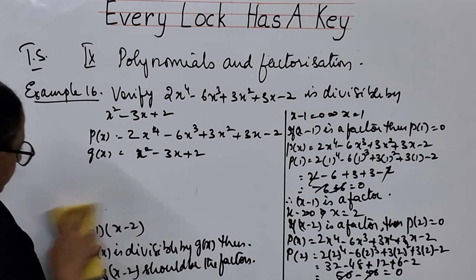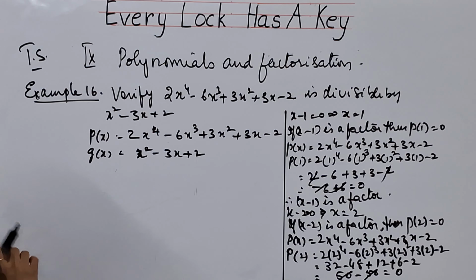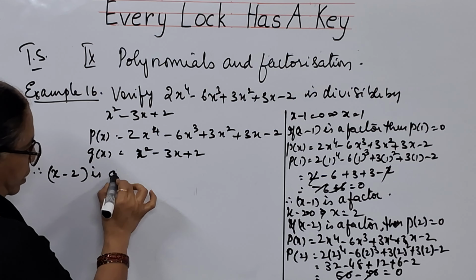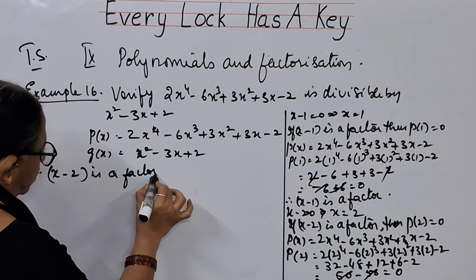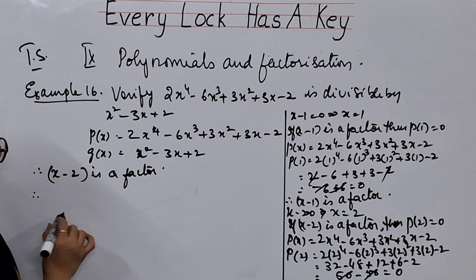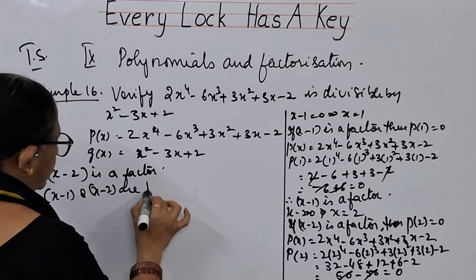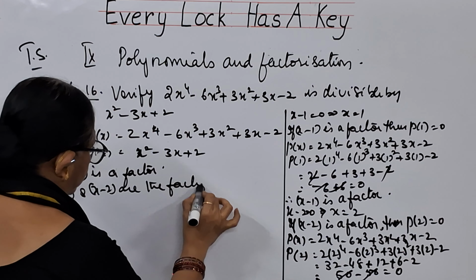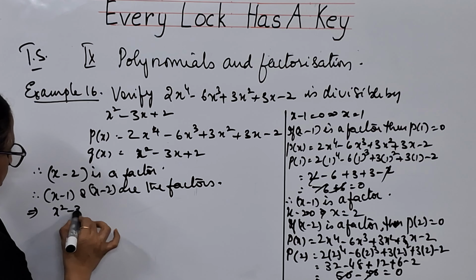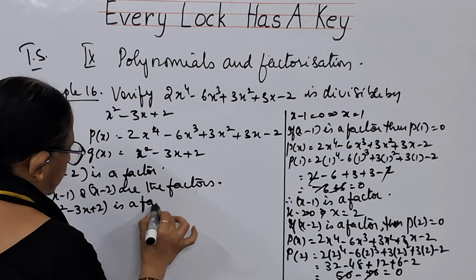Now, what are you getting? Therefore, x minus 2 is a factor. Why? We are getting P of 2 is equal to 0. So, we will say that x minus 1 and x minus 2 are the factors. This implies that x square minus 3x plus 2 is a factor.